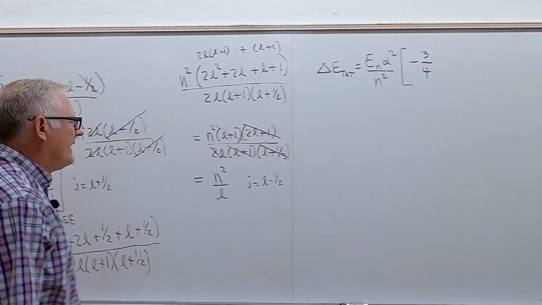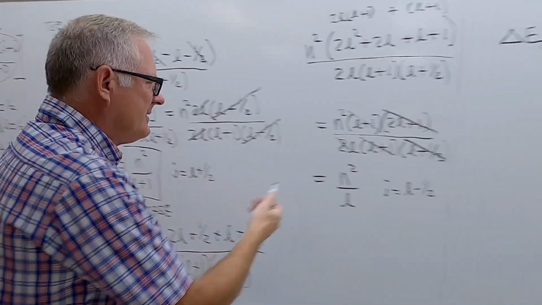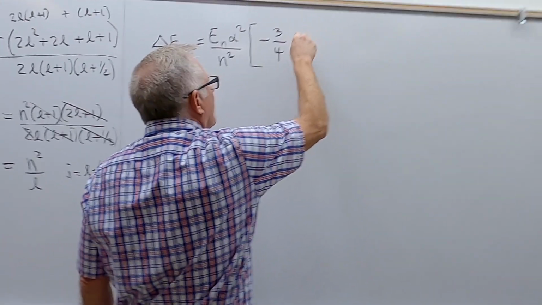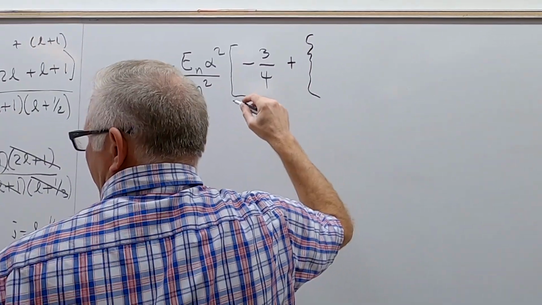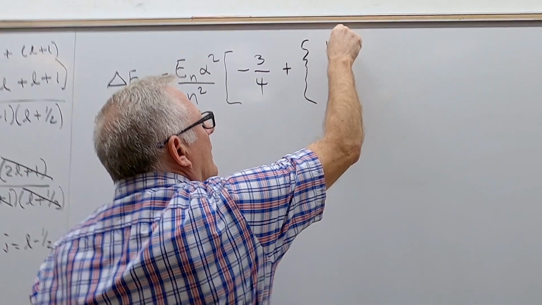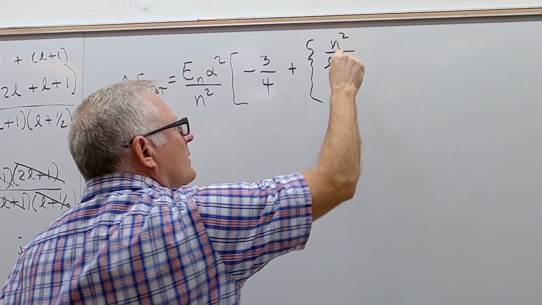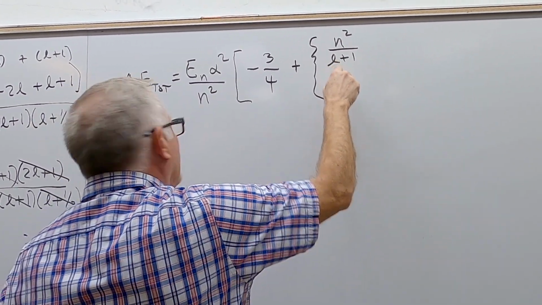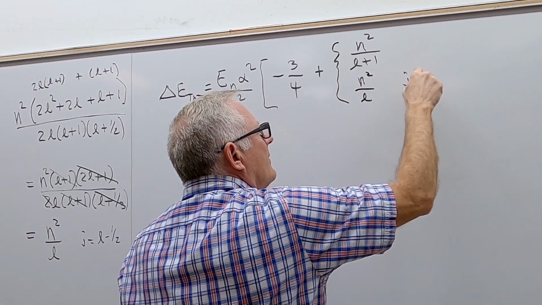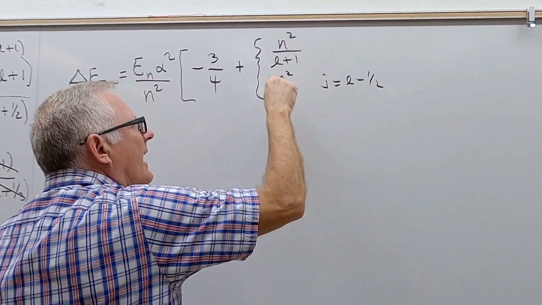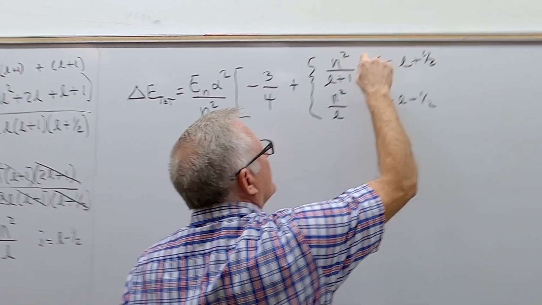And then we get either this or that. We got plus either one of these depending on which one J is. So you got plus, maybe I'll write it like this, n squared all over L plus 1. So this is what it is when J is equal to L plus a half, and it's n squared over L when J is equal to L minus a half. You would use that, and when J is equal to L plus a half, you'd use the top one.